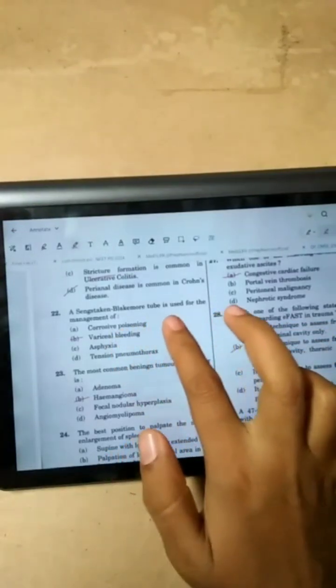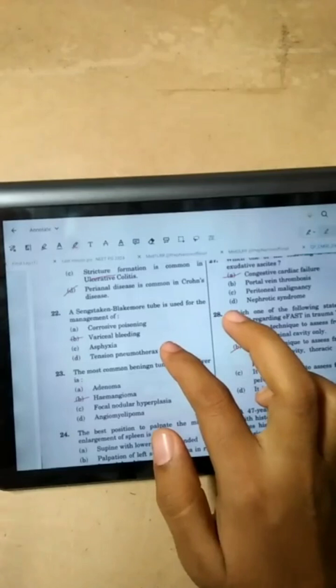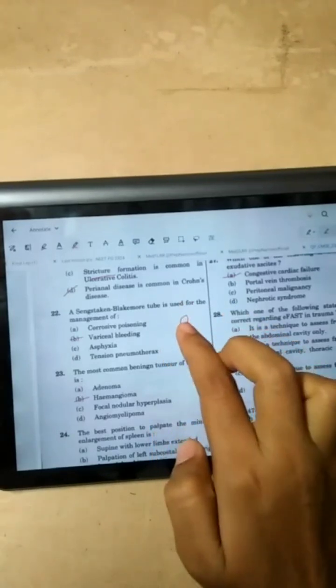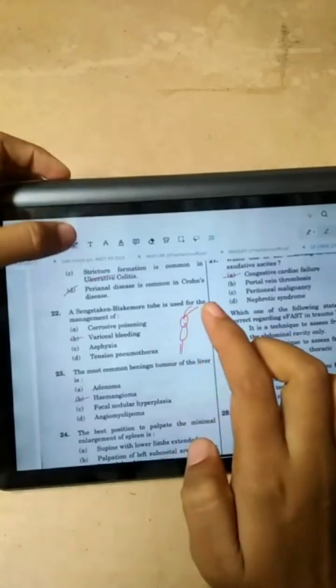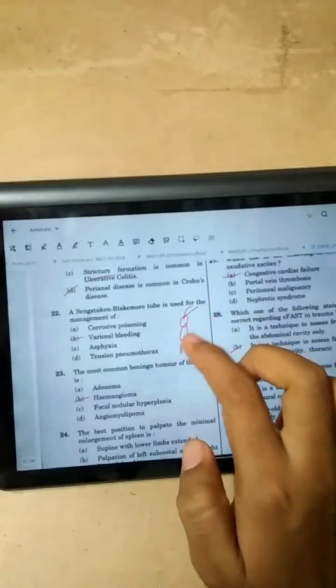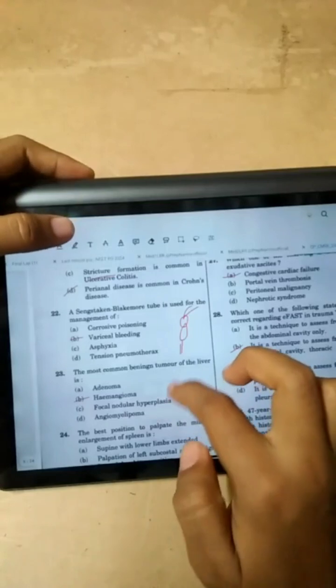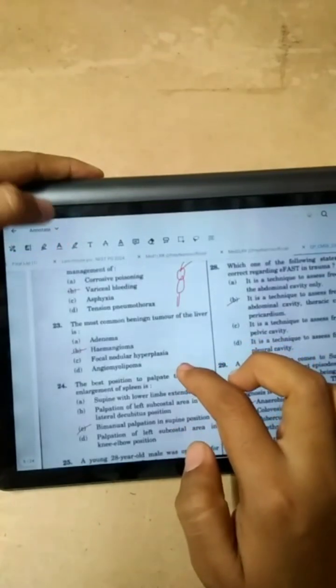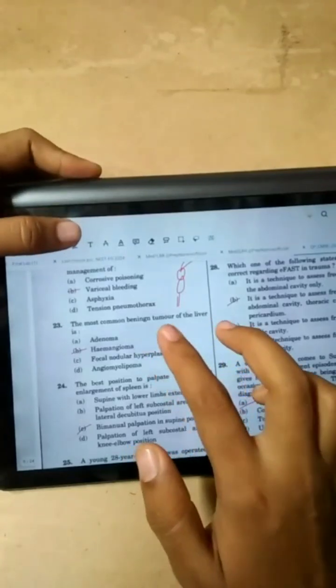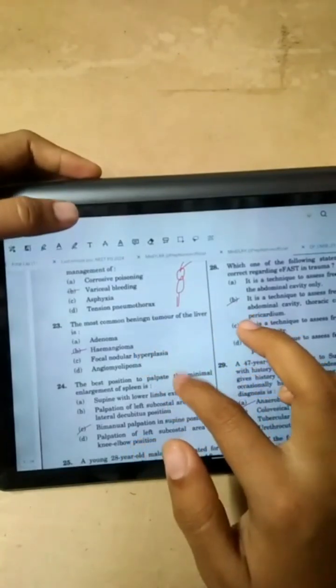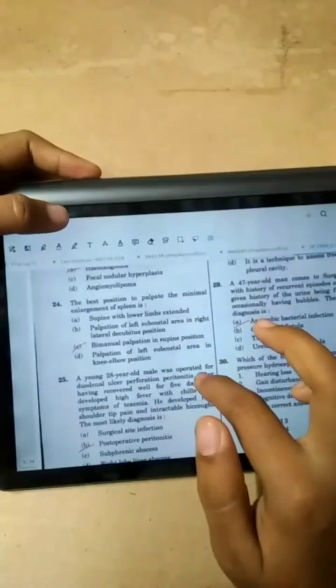And SB tube is used in the management of variceal bleed. This is 2 pipes 1... sorry, 2 balloons 1, not tubes. My bad. Most common benign tumor of the liver is hemangioma, not adenoma. Don't mark adenoma, it is hemangioma. Just one liners.